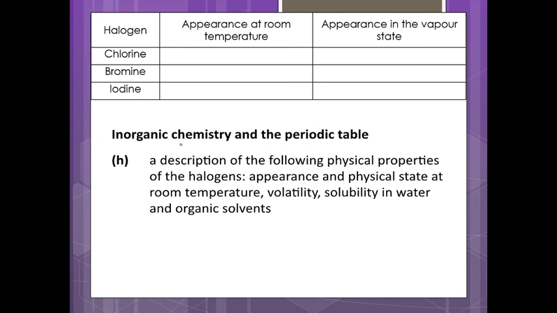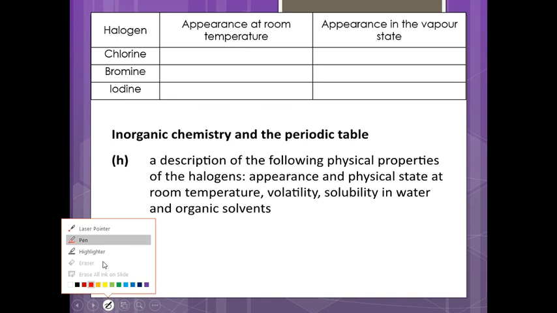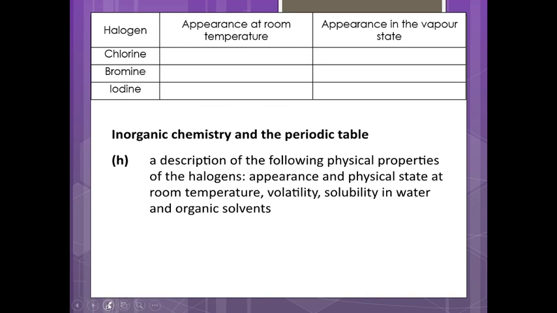But in addition to that, these are the specification points down here of what you must be able to do. Description of the physical properties of the halogens, appearance and physical state at room temperature. That is covered up here. Job done. You also need to include the volatility, not forgetting that volatility is just how easily it turns from a solid or a liquid to a gas. Iodine in particular does something a little bit special with that. I need you to find out what that is.